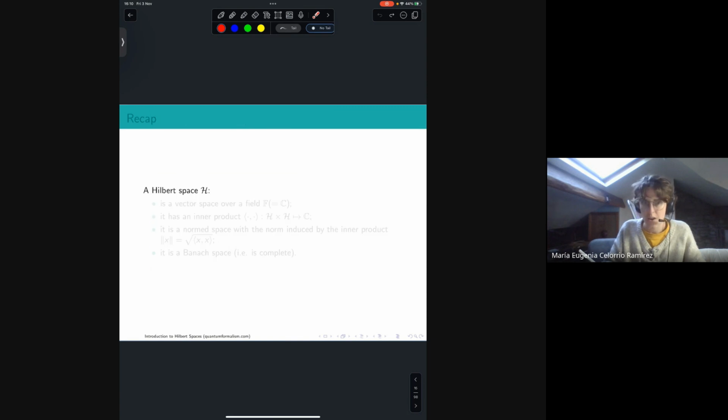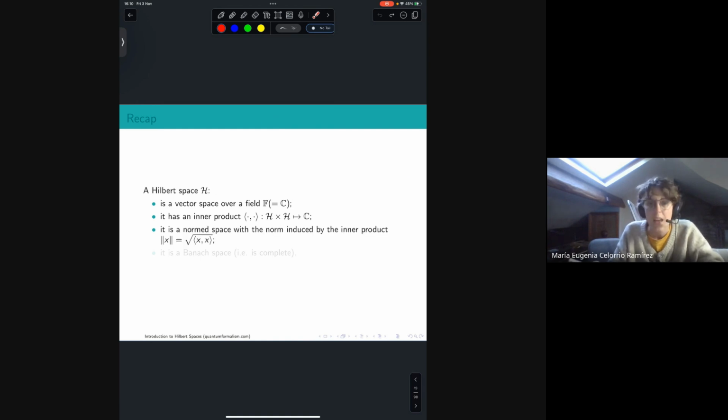And now we're going to start talking about Hilbert spaces. Just a small reminder: a Hilbert space, H, is a vector space. We are going to focus on the field of the complex numbers. It has an inner product. Remember that this is a sesquilinear form, so it's linear in the first variable, conjugate linear in the second variable, and it has some properties that we should remember by now.